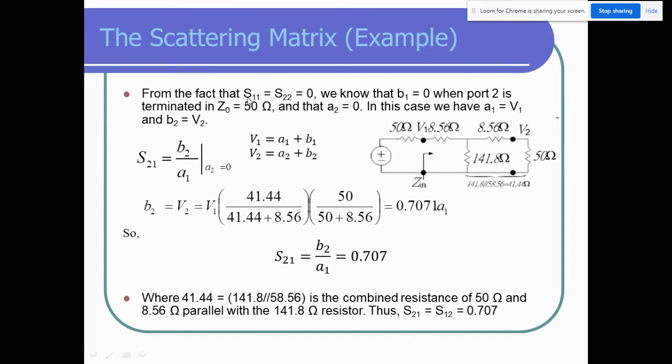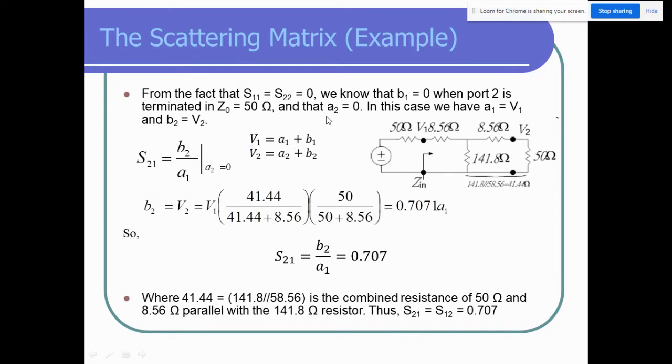If we know that S11 and S22 are already 0, then there is no reflection at port 1, right? So no reflected voltage. Since the reflection coefficient is 0, it means there is no reflection. So B1 is equal to 0. If B1 is equal to 0, we know that V1, the total voltage at port 1, is the incident voltage plus the reflected voltage, right? So if B1 is equal to 0, V1 becomes A1.